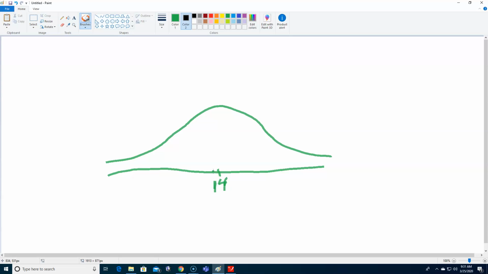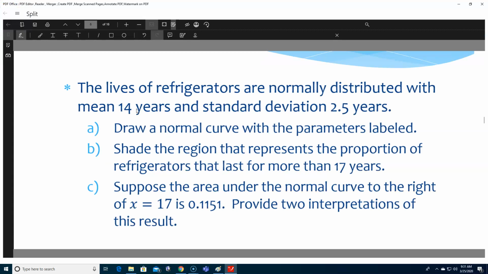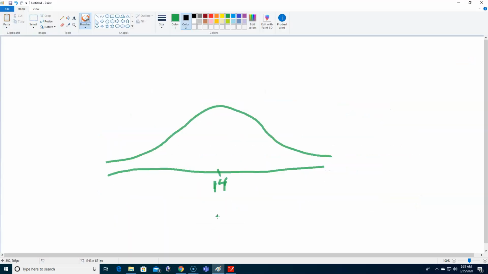So it says our average was 14 years, right? Mean is 14 years, so that's our middle, and our standard deviation is 2.5. So now we need to travel out 2.5. For the next mark right here, we need to add 2.5 to 14. So 14 plus 2.5 gives you 16.5.